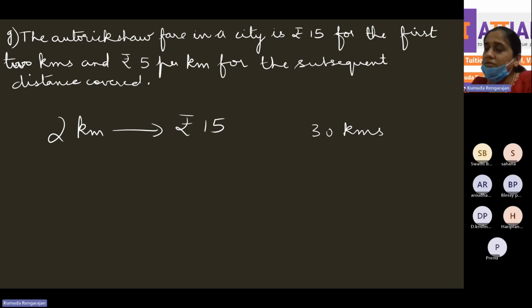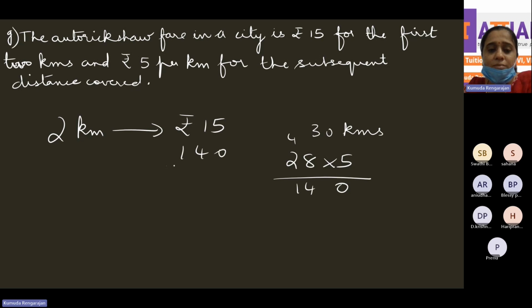Now, what's the remaining distance you've covered? 28. Now, for this 28, how will you calculate? Into 5 rupees per kilometer. So, 28 into 5 is 140. So, how much will you pay the automan? You'll pay him 155 rupees. That's what you'll do, right?